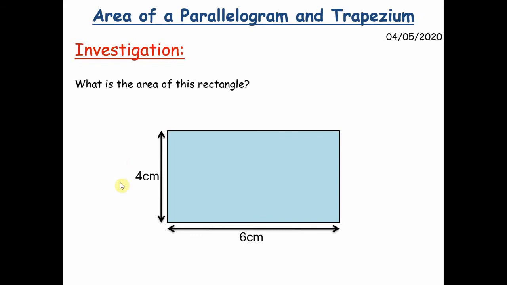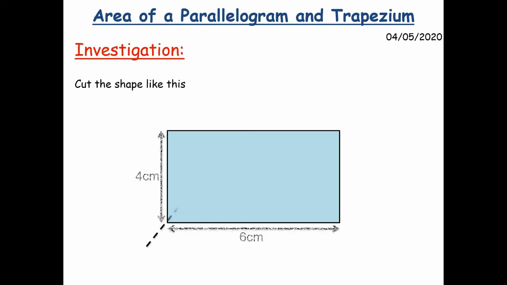So hopefully you'll know now that the area of the rectangle, to find that quickly, we just times the base by the height, or the width by the height, however we want to say that. So the area of this rectangle is 6 times 4, 24 square centimetres.